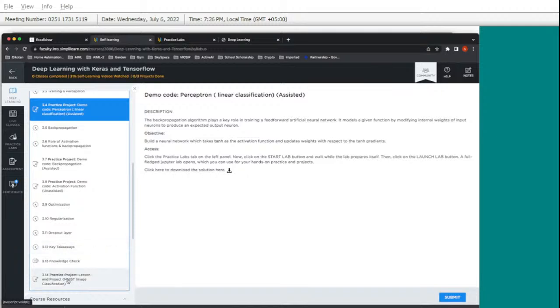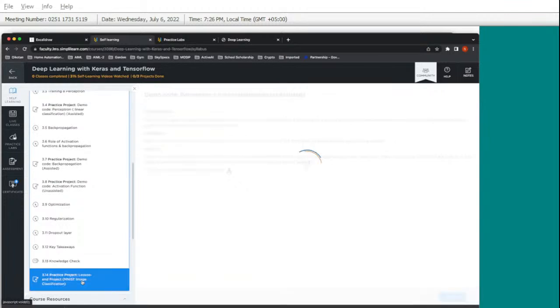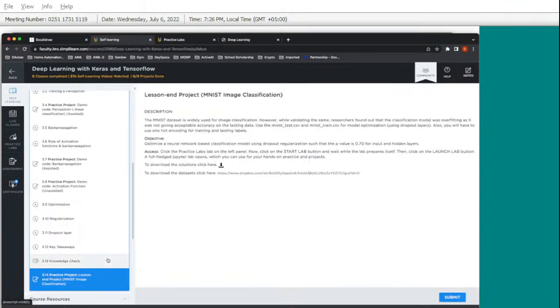So here 3.14 is a lesson end project. If you go there, I'm just going there for everyone's benefit. You see there are 2 links to it. The link number 1 is the file. Okay, the proposed solution. Ideally, I would request you to code it on your own. And if you want to see the solution, you can see it. And you would need the MNIST data. You can download this from this Dropbox link. Okay, the description of the problem is given. What we have to do is given, and you can do it in your practice lab. Okay.